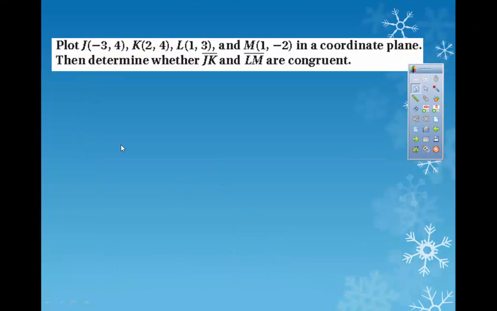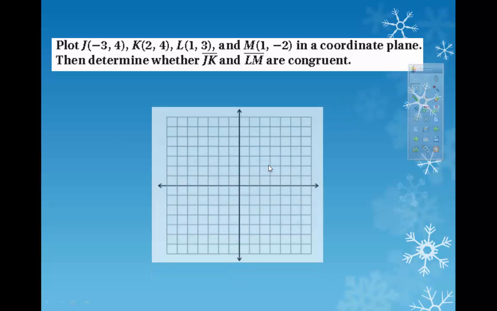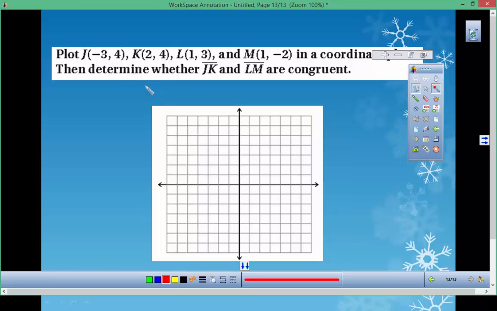Okay, so how can we tell whether something's congruent? Well, we can tell if they're congruent if they're the same shape and they're the same length. So what we want to do is determine whether JK, that's this segment, and LM are congruent. So let's just plot the points first. J is at -3, 4. So 1, 2, 3, up 4, 1, 2, 3, 4. So we would put J right there. Where's K at? K is at 2, 4. 1, 2, 1, 2, 3, 4. So K is right here. So to find the length, you can just count off the coordinates here. 1, 2, 3, 4, 5. So you can say that this length here is 5. I mean, it's like, duh.